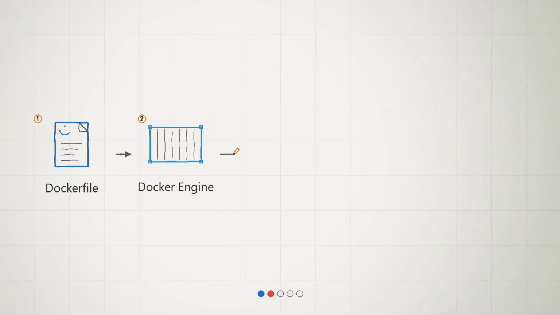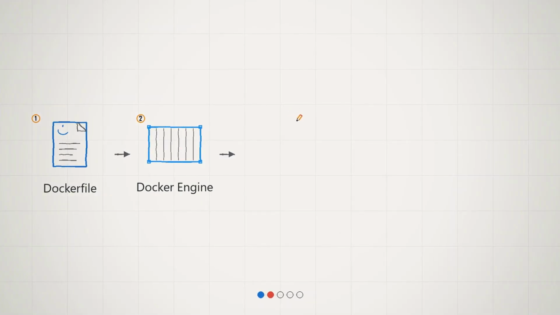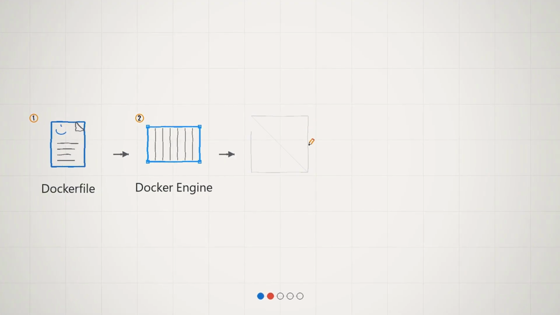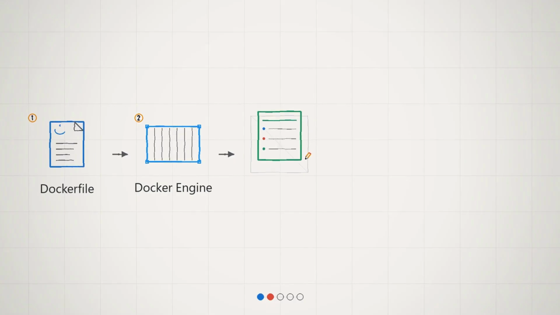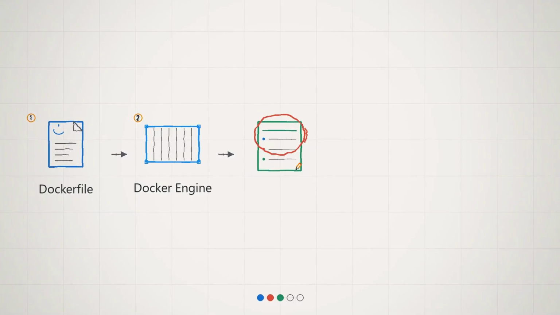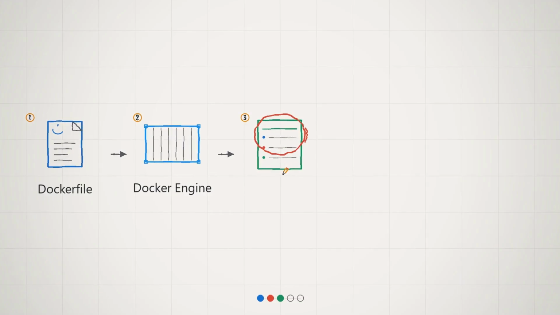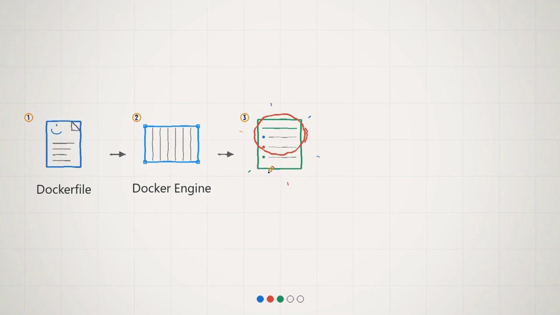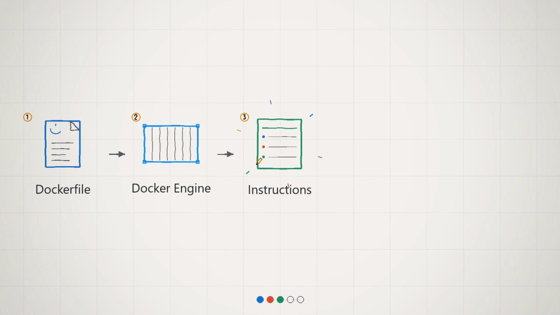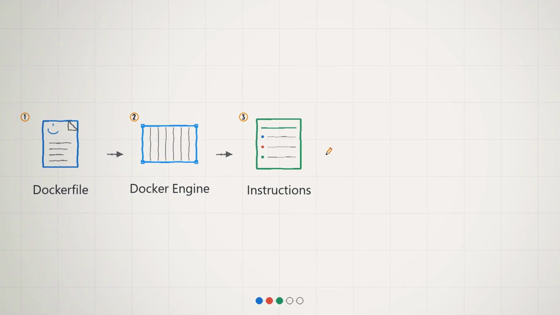Step 4. Cache Lookup. Before executing an instruction, Docker checks its local build cache. It looks for a previously built layer whose cache key exactly matches the current instruction's key. Step 5. Cache Hit. If a matching layer is found, Docker performs a cache hit. It skips executing the instruction and immediately reuses that pre-existing layer. This is indicated by "Using cache" in the build output.